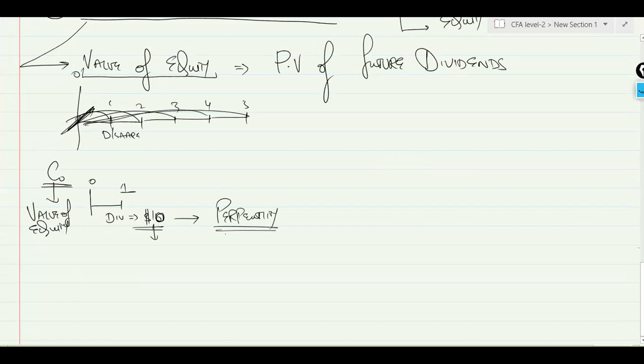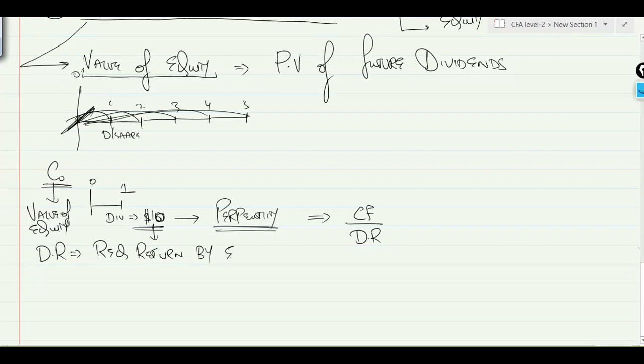And computing the present value of a perpetuity is simple. Cash flow divided by the discount rate or the interest rate. The discount rate over here would be the required return by equity holders.